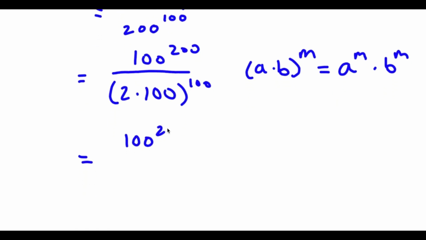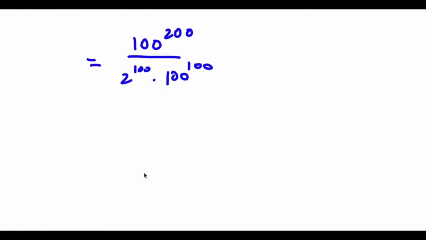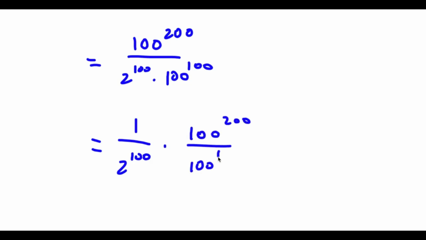So 100 to the power of 200 over 2 to the power of 100 times 100 to the power of 100. Now, this is the same thing as 1 over 2 to the power of 100 times 100 to the power of 200 over 100 to the power of 100. And this is because 2 to the power of 100 is in our denominator, and anything in the denominator is the same thing as 1 over that number.